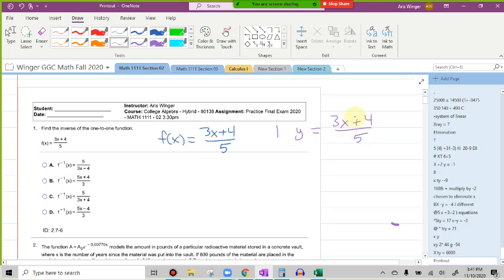So we said y equals 3x plus 4 over 5. We're going to switch the x's and y's. Of course, they want to start working on my lawn right as I start doing this.